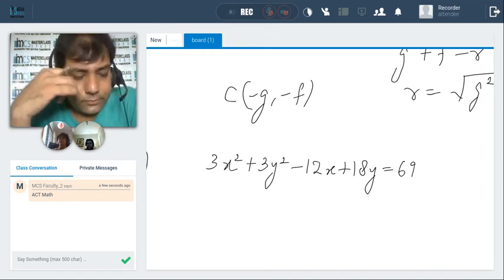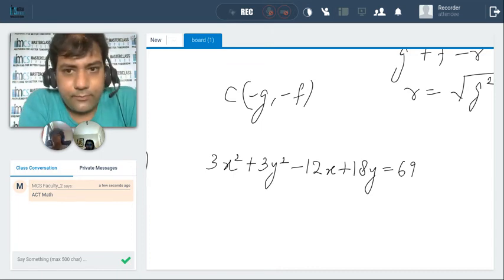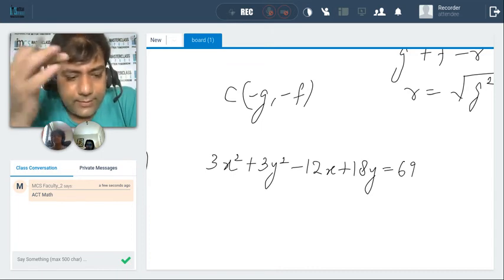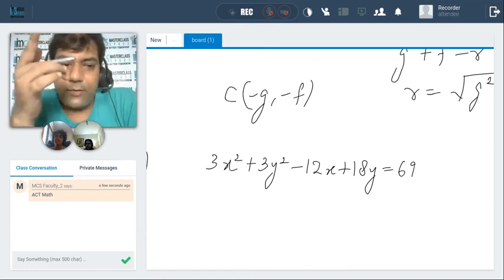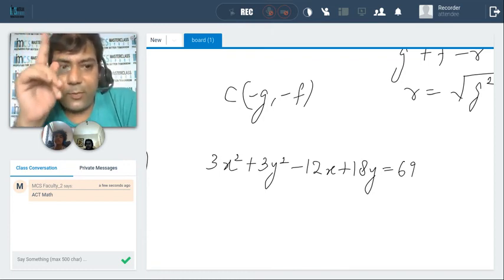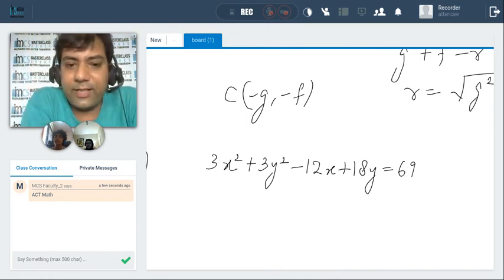Quick. Can you please do them quickly? The center you are saying is 6 comma negative 9. My dear friend, it is in the form of x square plus y square plus 2gx. Do you see the x square plus y square form? It is 3x square plus 3y square.